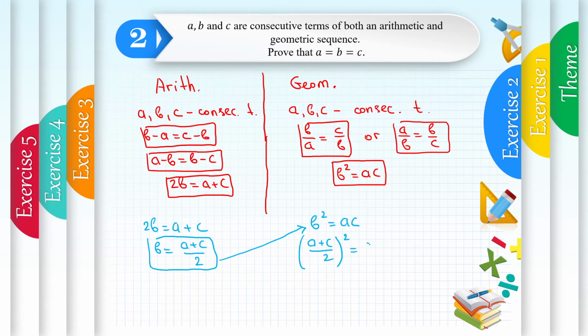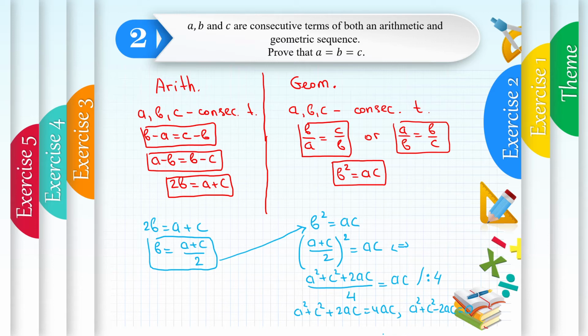a plus c over 2 squared is equal to ac, which is equivalent to a squared plus c squared plus 2ac over 4 is equal to ac. Multiplying both sides by 4, we will get that a squared plus c squared plus 2ac is equal to 4ac, or a squared plus c squared minus 2ac is equal to 0.